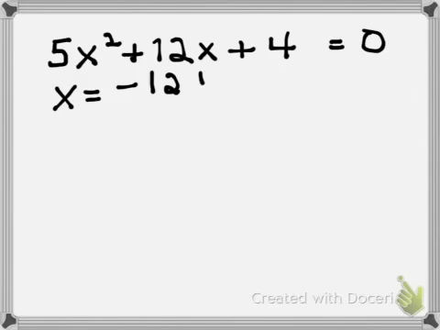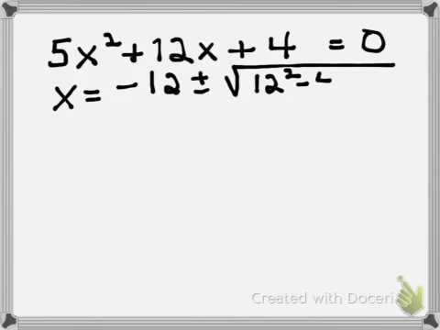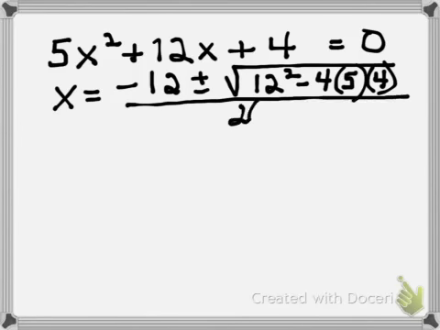Negative b plus or minus the square root of b squared minus 4 times a times c all over 2a. X is equal to, and always x is equal to. It's the variable. This is a formula. Just don't start with the right-hand side. X is equal to should be there as well.